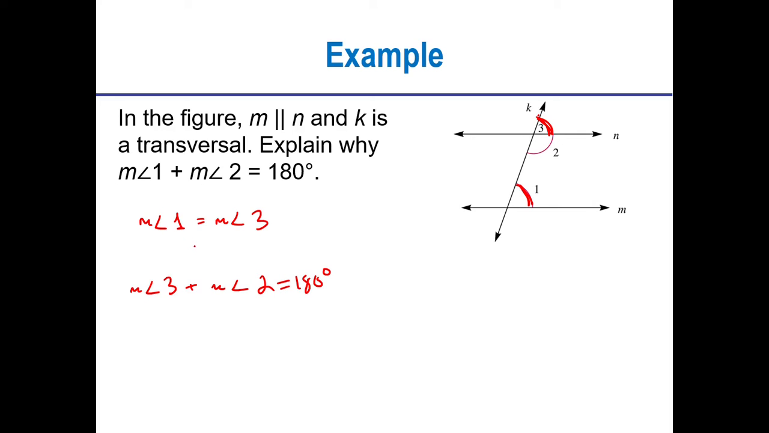Since the measure of angle 1 is equal to the measure of angle 3, we can actually replace the measure of angle 3 with the measure of angle 1. So the measure of angle 1 plus the measure of angle 2 is 180 degrees.